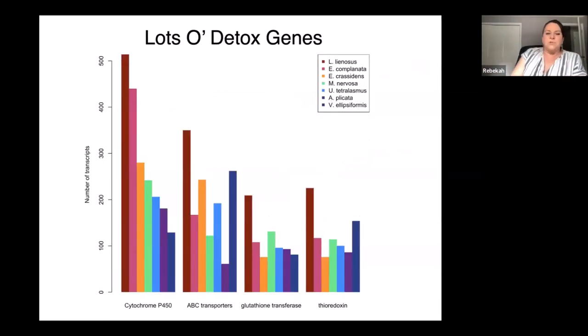We can look at some transcriptome data, so RNA sequencing data for different species that were publicly available online. There are lots of other species of freshwater mussels that also have lots of detox genes. And Megalonaias nervosa is actually just medium compared to other freshwater mussels. So this probably is generally important for the fact that they are filter feeders living in now probably very polluted environments.